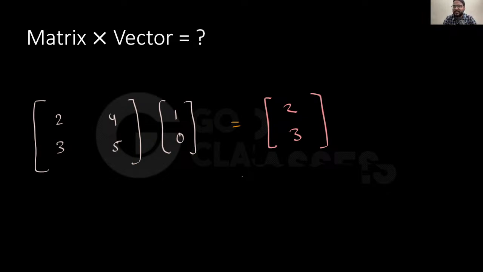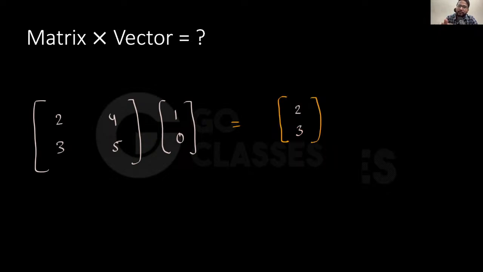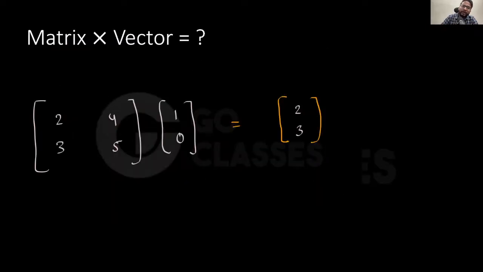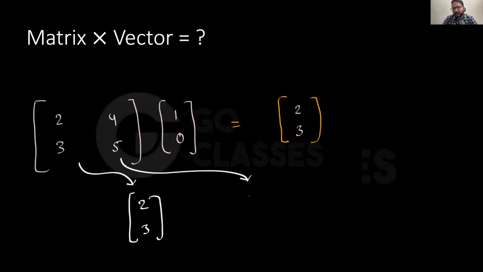So let's see a very interesting, very amazing way to multiply a matrix and a vector. So this is the answer that you got. But let me just tell you another way. What will I do? I will take this vector, which is 2, 3, and I will write this vector here. I will take another vector which is 4, 5. I will write this vector here.